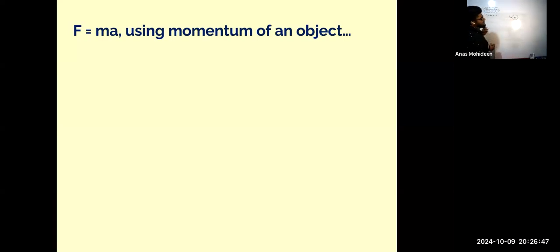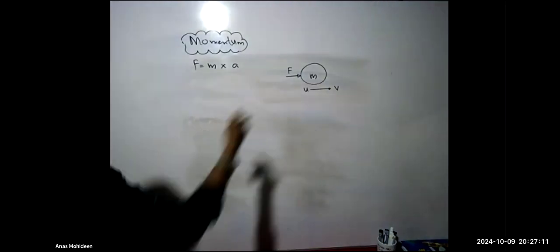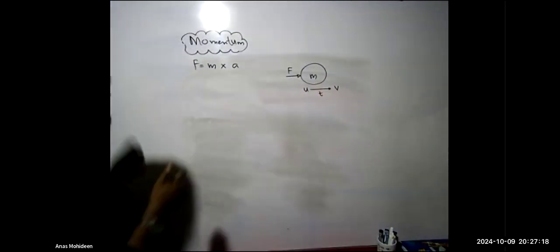Without giving A, what I do is, initially it was at velocity U. From velocity U, it is increasing up to V. It may be either increasing or decreasing. So from the starting velocity U, it reaches the second velocity V, and the time taken is T. So this is the data given.